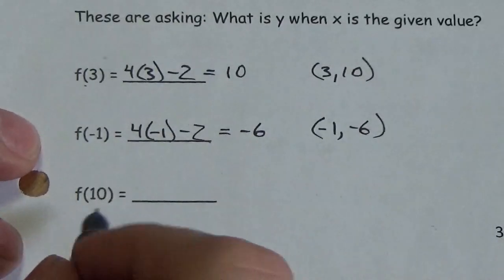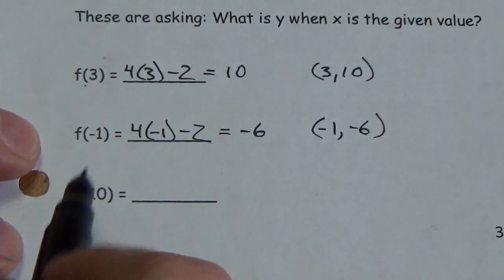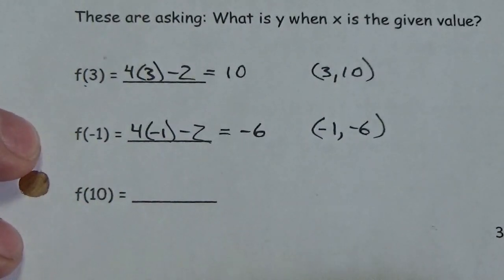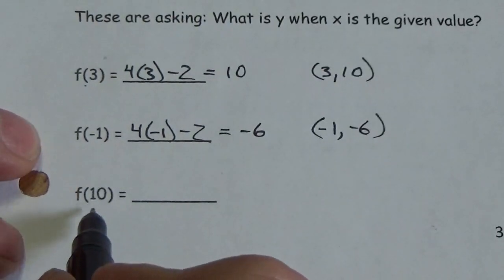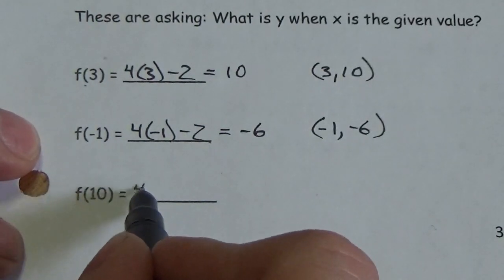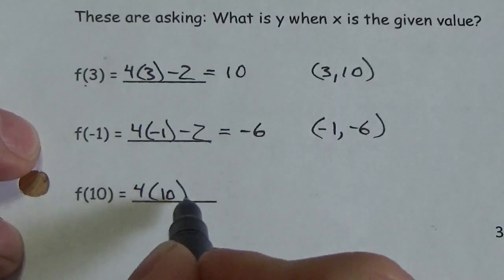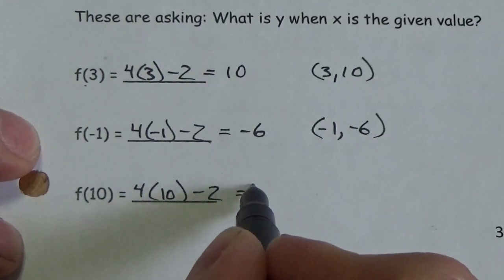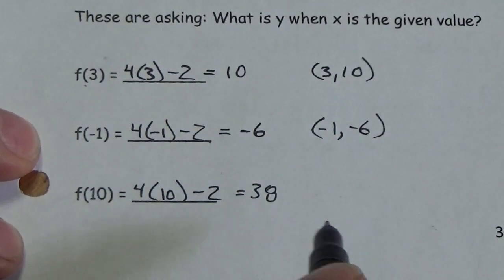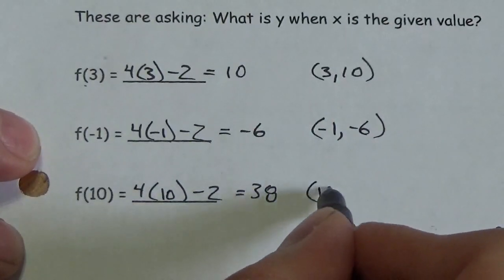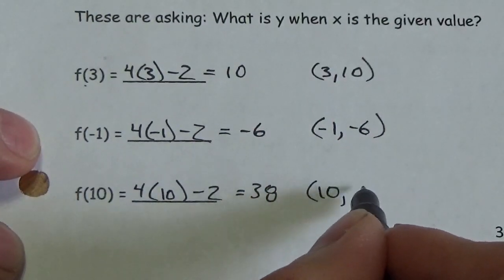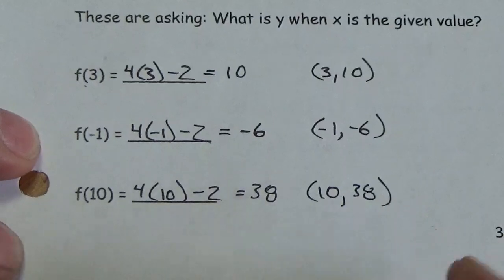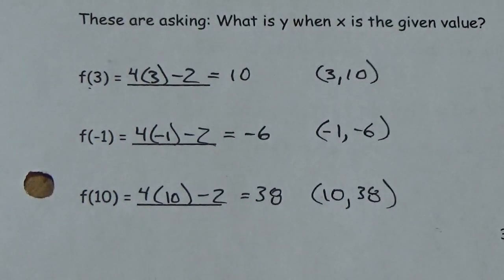Now finally down here, again, f stands for multiply the independent variable by 4 and subtract 2. The independent variable now here is 10. So 4 times 10 and then subtract 2, and that's going to get me 38. And again, that means that the point (10, 38) is on the graph of that particular function.